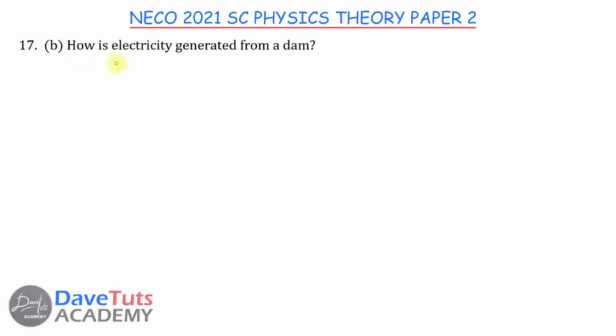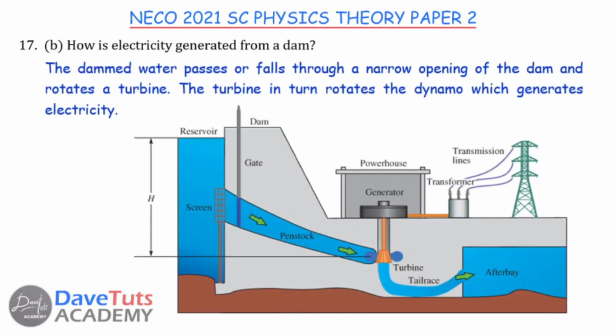Here is a question asking us how electricity is being generated from a dam. Okay, so let me just use a picture to explain this. Normally, as simple as it gets, just for you to answer the question, you can say that the dam water will pass or fall through a narrow opening of the dam, and it will rotate a turbine. The turbine in turn will rotate the dynamo which generates electricity. If you are able to state that, that is good. But for me, I used to say this: a picture is worth 1,000 words.